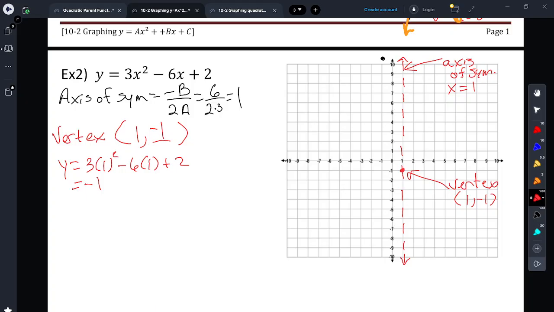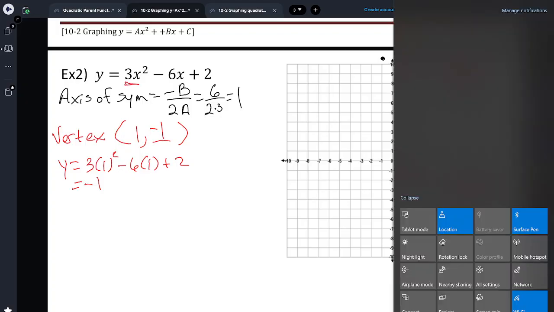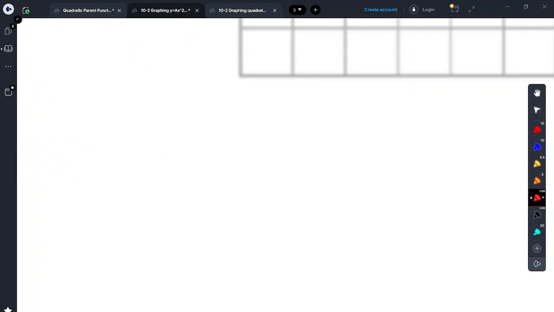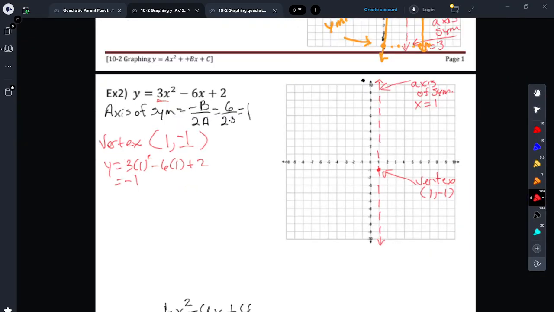Minimum or maximum? I know that's going to be the bottom of the graph because this is positive, right? So it's going to be a minimum, yeah? Where's my y-intercept? 2. So I'm going to go to y equals 2, which is right here. Can I reflect it? What point do I know is on the graph because of that? 2 comma 3. Yeah, so that point's on the graph.